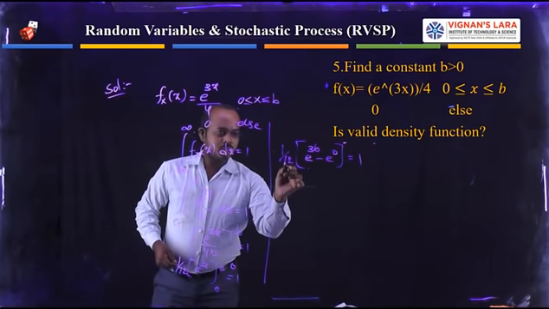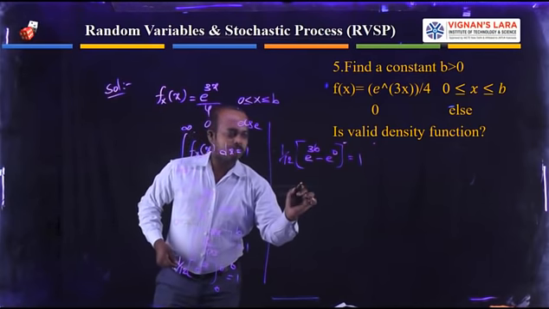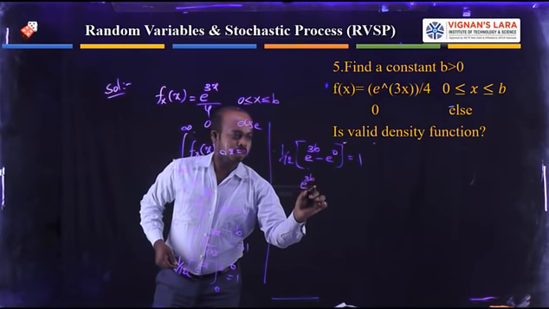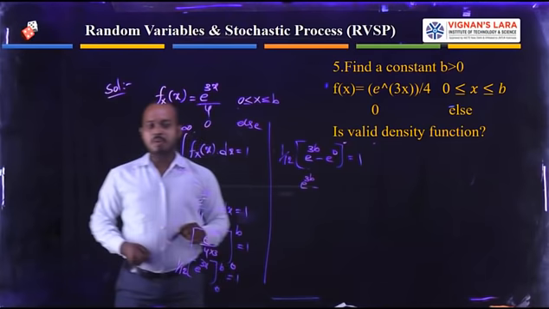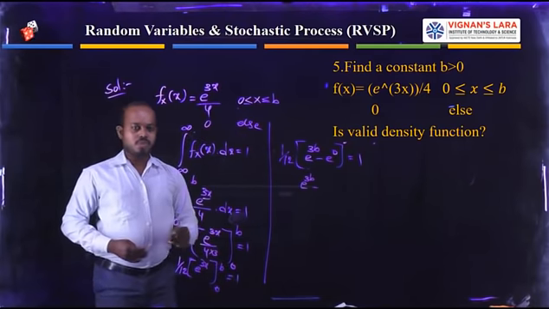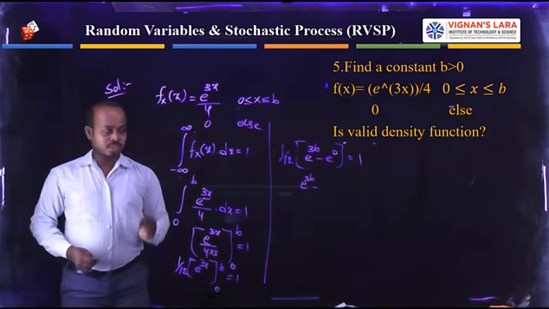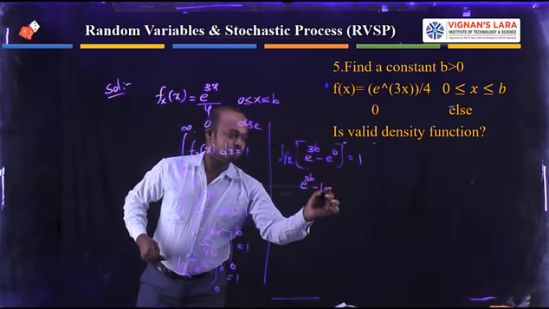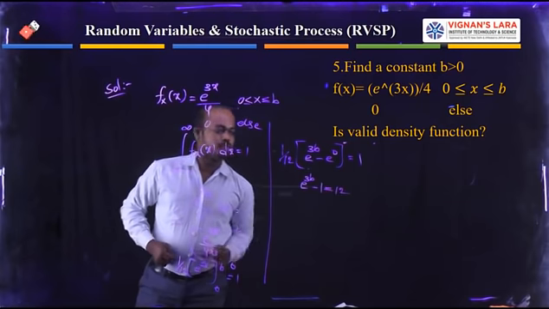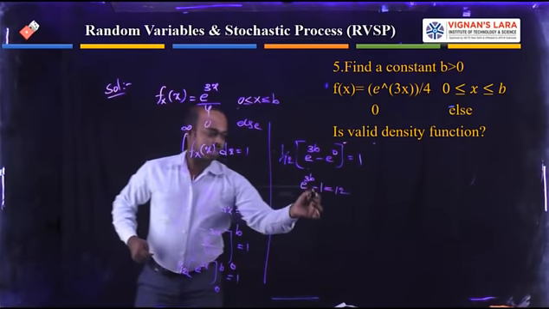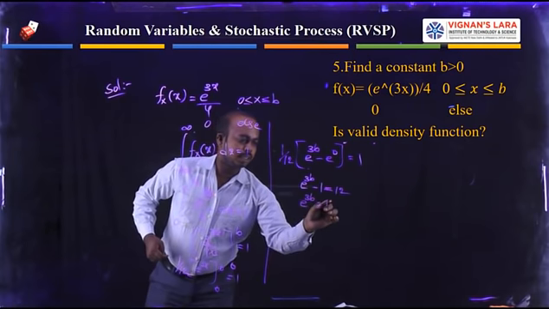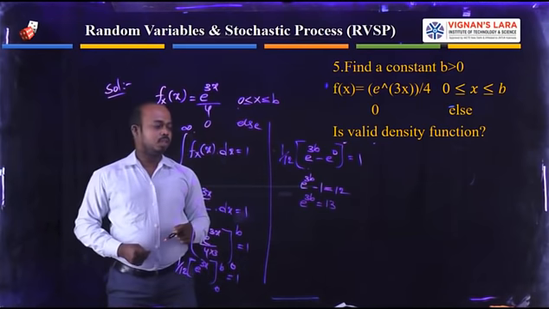Now I am moving this 12 to the right hand side. Then this equation changes to e power 3b minus e power 0. The e power 0 quantity is 1, and this is equal to 12. Now I am moving this minus 1 to the right hand side, so it is added to 12. So e power 3b is equal to 13.